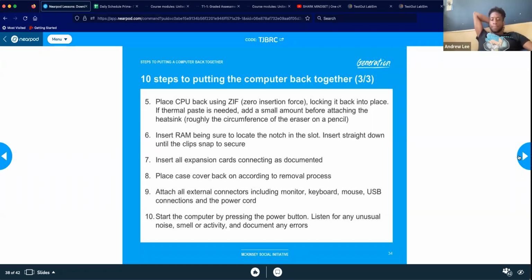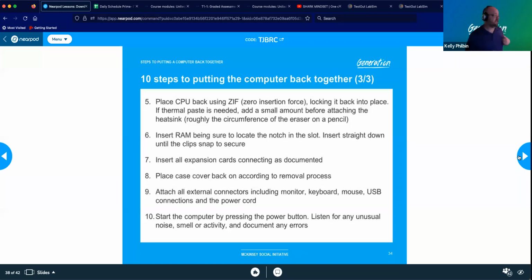All right, so after we get the RAM in, time for our expansion cards: graphics cards, sound cards, all that fun stuff. Put those in. If they require additional power, make sure we plug them in from the power supply. Then we put the case cover back on according to the directions. It could be a clip, it could be screwed back on, whatever. We put the case back on.